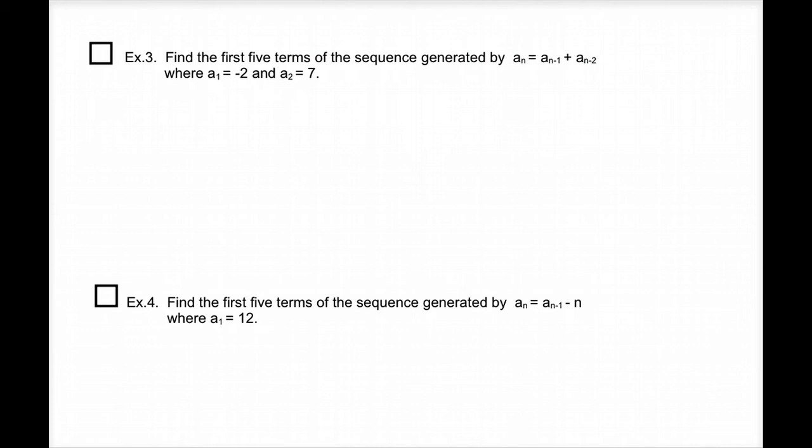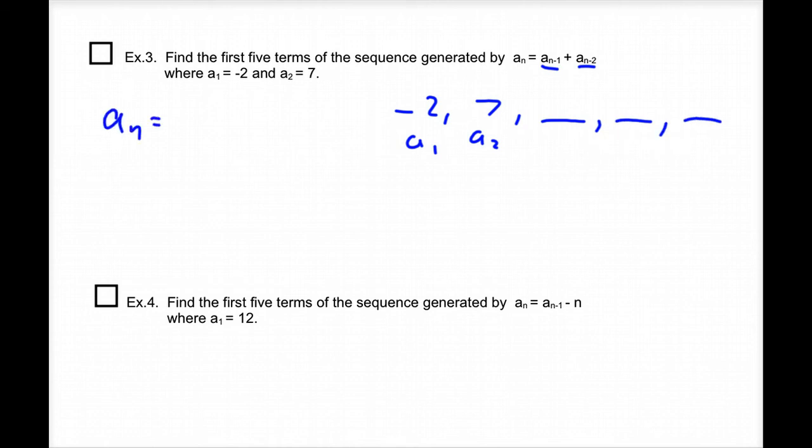Example 3, I've got another recursive one here, only this one looks a little different because you actually have 2 terms that they're talking about in relation to a sub n. So you actually need to know 2 numbers. So here I've told you the first 2 numbers are negative 2 and 7. So we got A1, A2. And we're going to find 3 more. Find 1, 2, 3 more. So it says to find some a sub n, we simply take a sub n minus 1, which is just to the left, so 7.